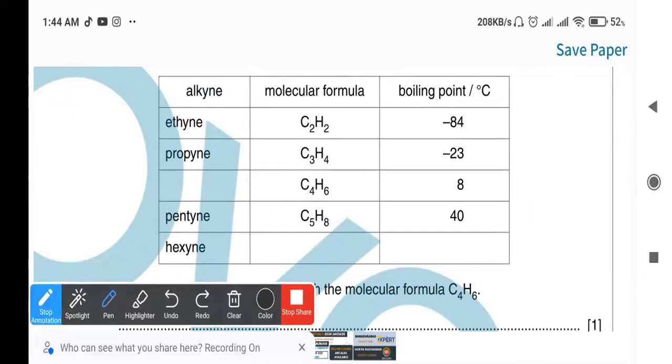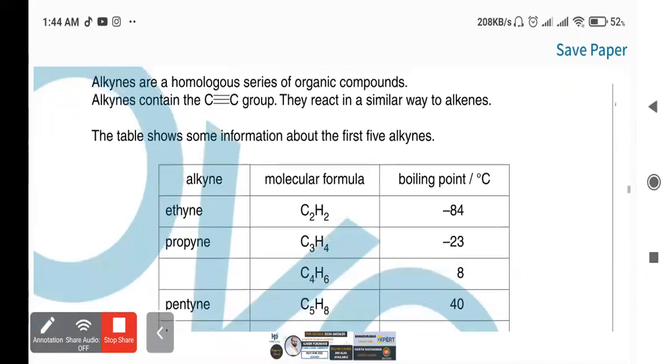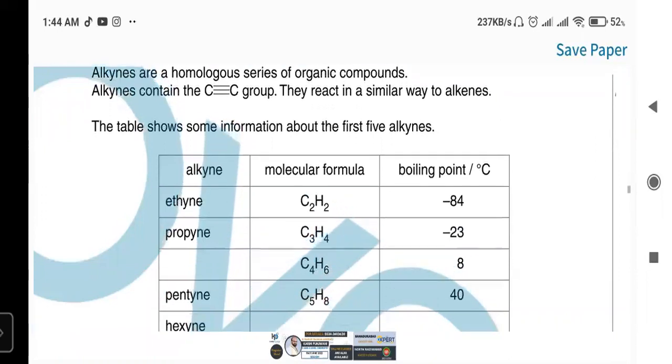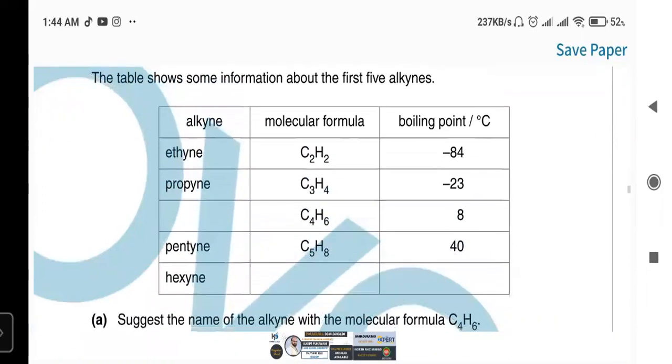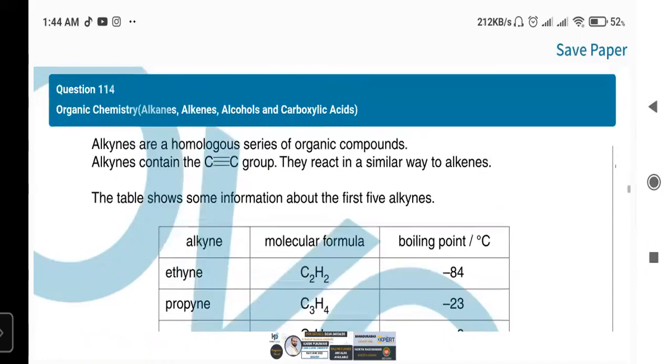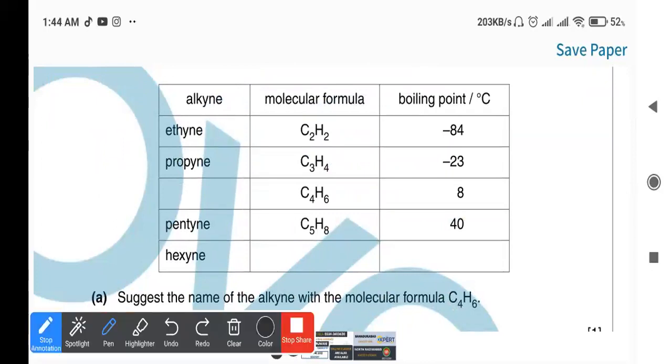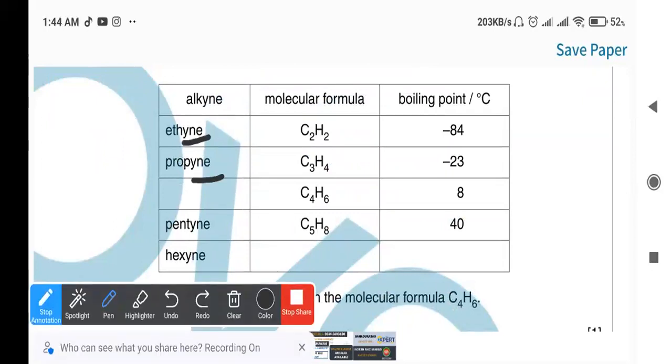Okay. So here we have another question. The concept is not in our syllabus, so you have to be very careful and use your brain. They have given all the information here. Ethyne, propane, then we have, so ending with -ane, it should be butane, isn't it? Butane.